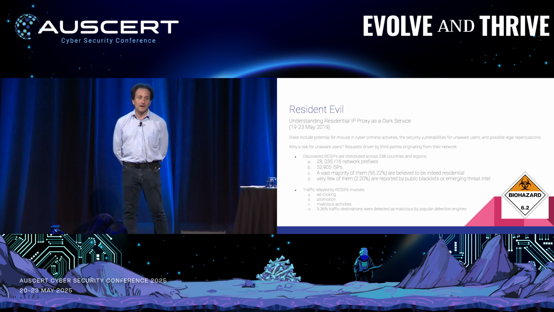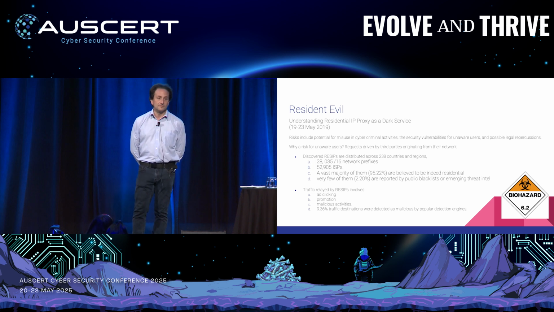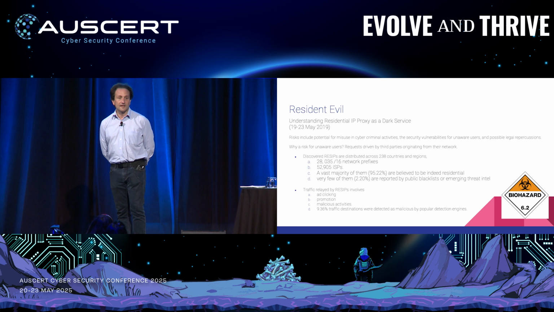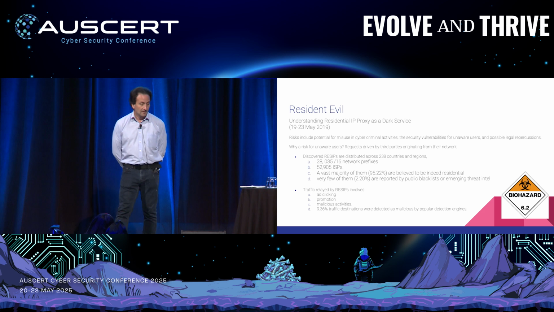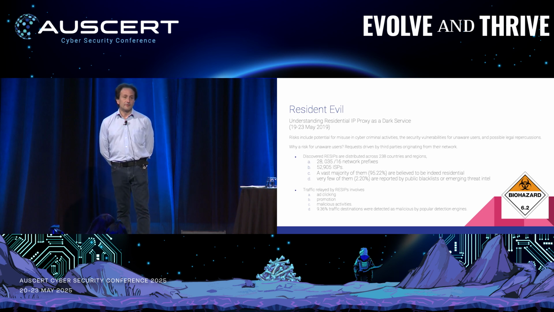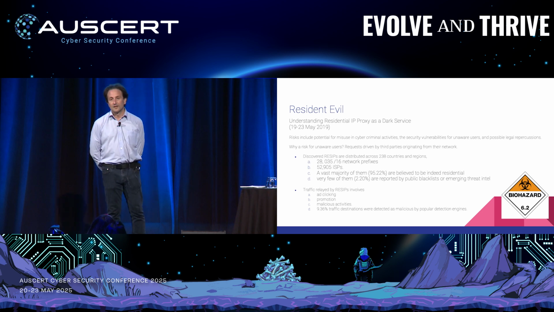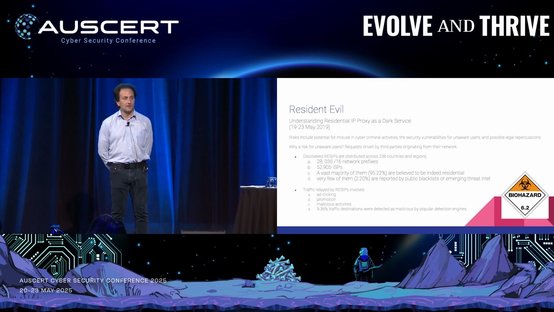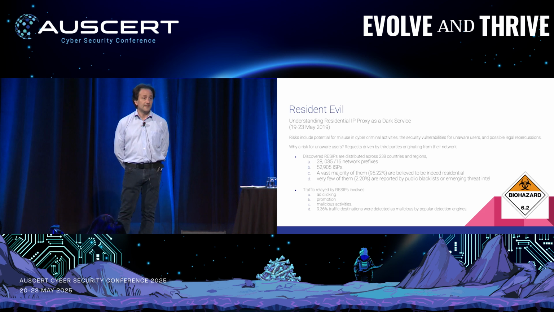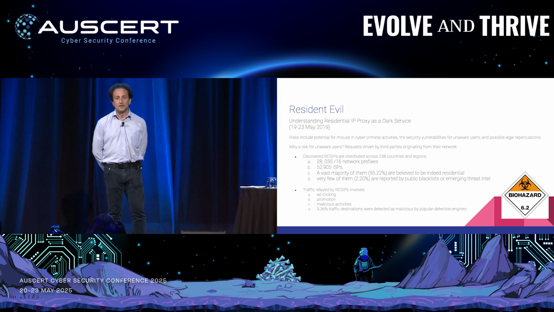So how do we know all about this? Well, the first study was called Resident Evil, a study of residential proxy networks. Now, this was all the way back in 2019. I've included this because it's quite relevant. The researchers spent 4 months using residential proxy services to try to map out the network. And what they found by subscribing to these services was over 52,000 ISPs were implicated.